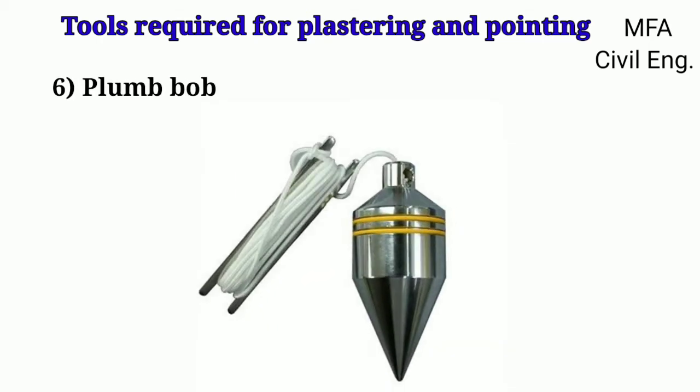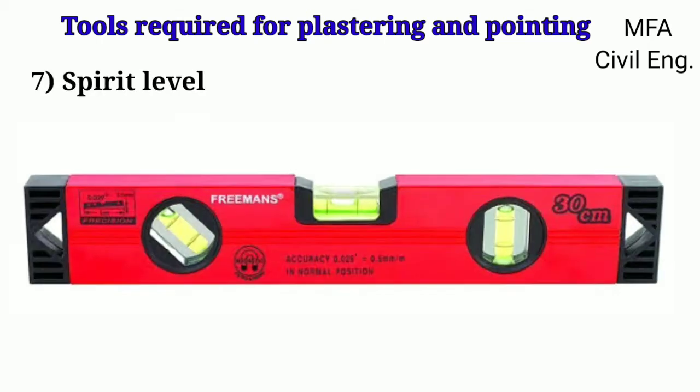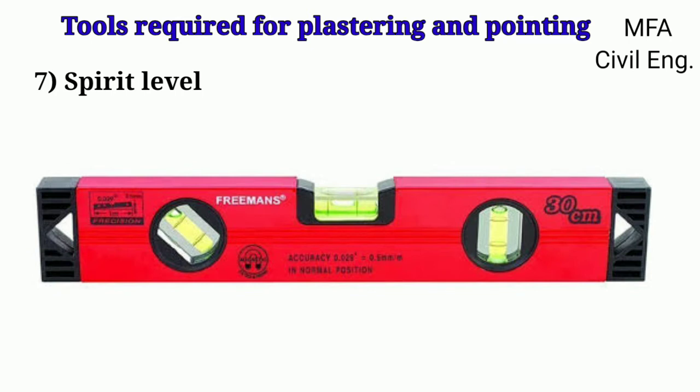Plumb bob is a small and handy tool used for making the strip of the mortar perfectly in the vertical plane. Spirit level is used to check the level of the surface. The spirit level is placed on the surface and the bubble is checked. The surface is level when the bubble in the tube settles at the middle of the tube.